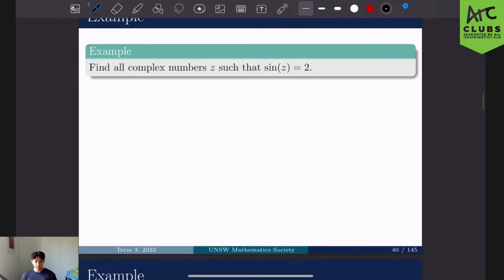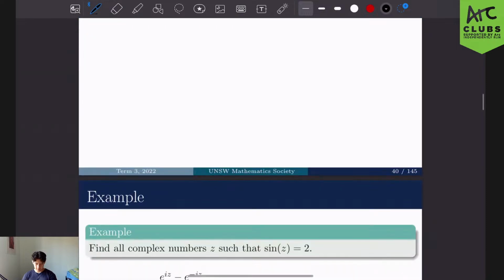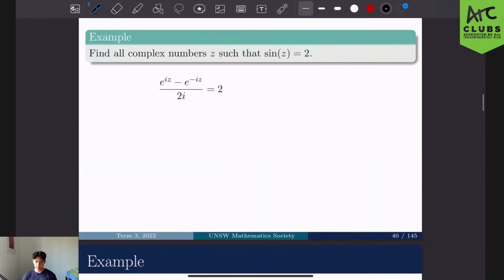Alright, next example: find all complex numbers z such that the sine of z is equal to 2. So similar to our example before, we'll just write it in terms of the exponential.